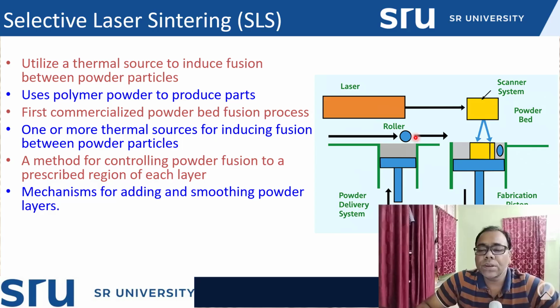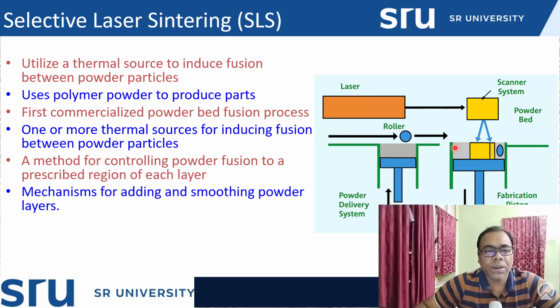So once a new layer is spread, the laser will scan the area where printing is required. On those selected areas only, the heating and fusion will take place. Once one layer of the part printing is done, one can go for the next layer, and the task is repeated.